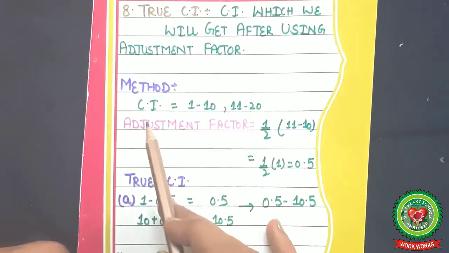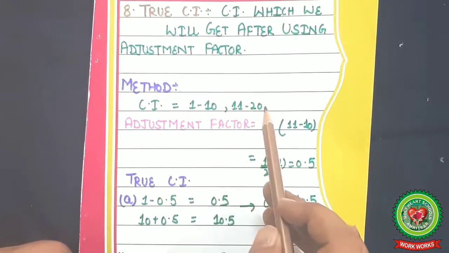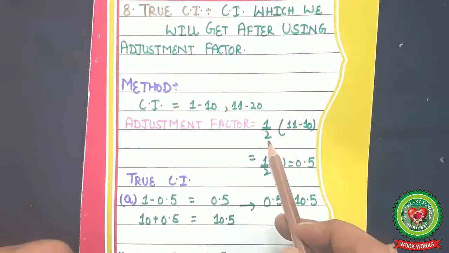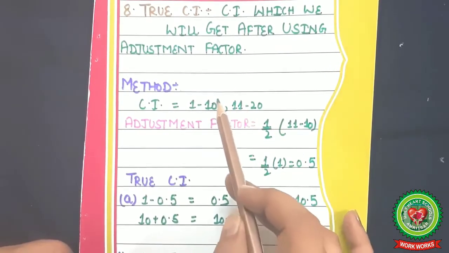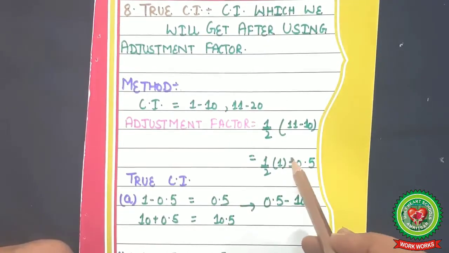Now see how we will do addition and subtraction. What is the method? We take the same class intervals, 1 till 10, 11 till 20. The formula of adjustment factor is equal to 1 upon 2 into the bracket of lower limit of one class minus upper limit of the previous class. This we have subtracted, and we have got the adjustment factor as 0.5.